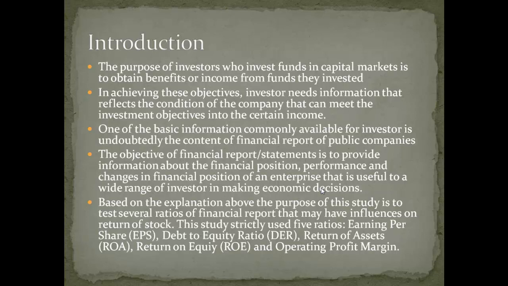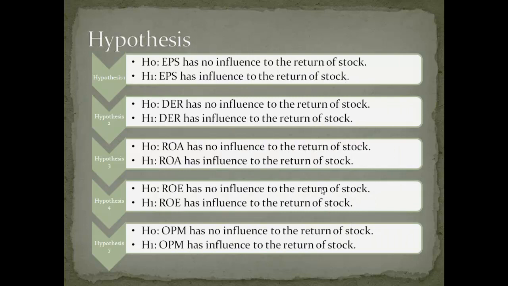Based on the explanation above, the purpose of the study is to test several ratios of the financial report that may have influences on the return of stock. The study strictly used 5 ratios: earning per share, debt to equity ratio, return on assets, return on equity, and operating profit margin. From the introduction, we can make some hypotheses. In this study, I have made 5 hypotheses.